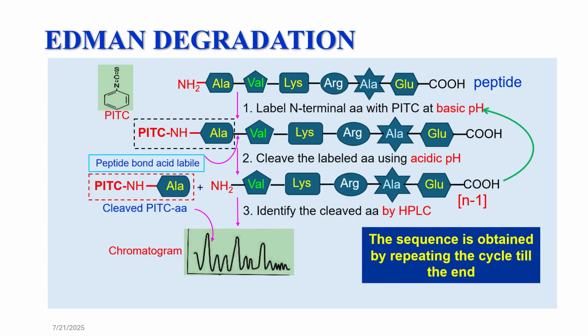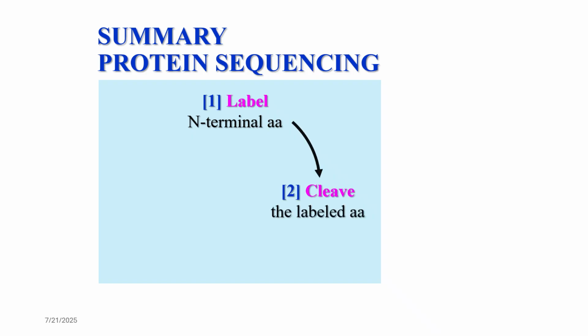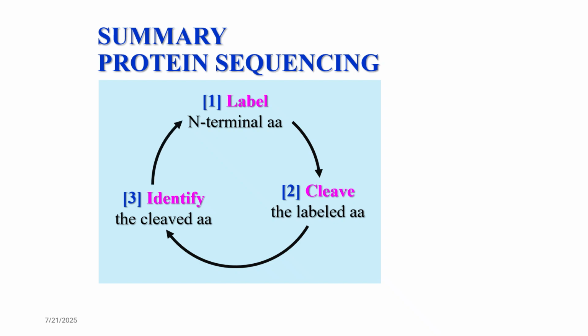If you want to sequence completely, you have to repeat these three steps in a cycle till the last amino acid. So in summary, protein sequencing involves three steps. The first is labeling of the N-terminal amino acid using PITC. Second is cleavage of the labeled amino acid using acidic pH. And the third and final step is identification of the cleaved amino acid using HPLC. These three steps are repeated again and again to obtain the full sequence of a given protein.